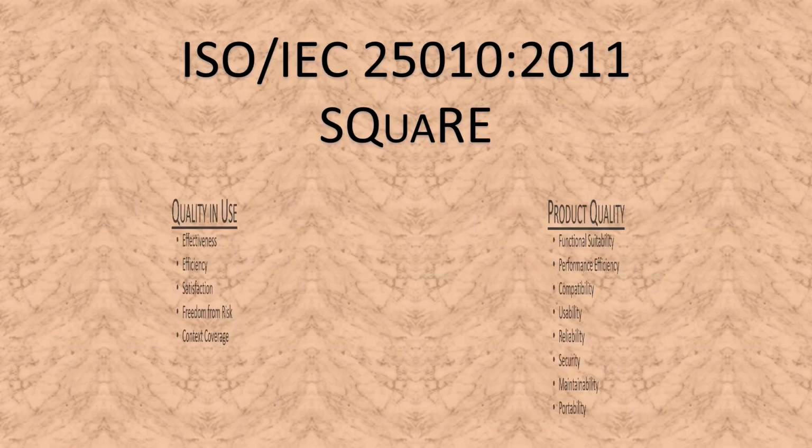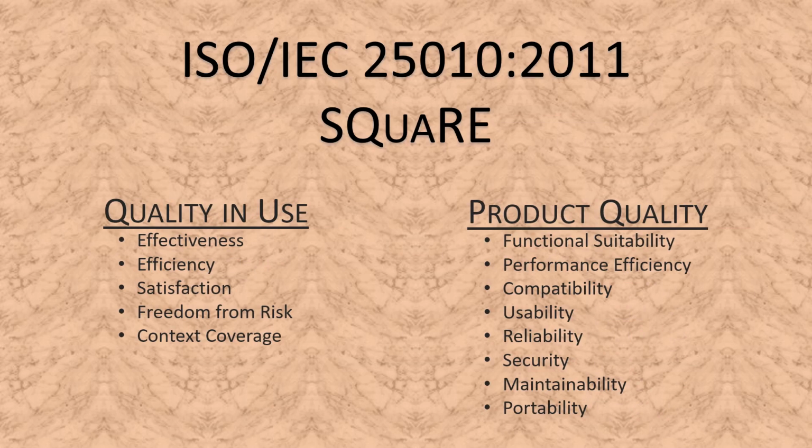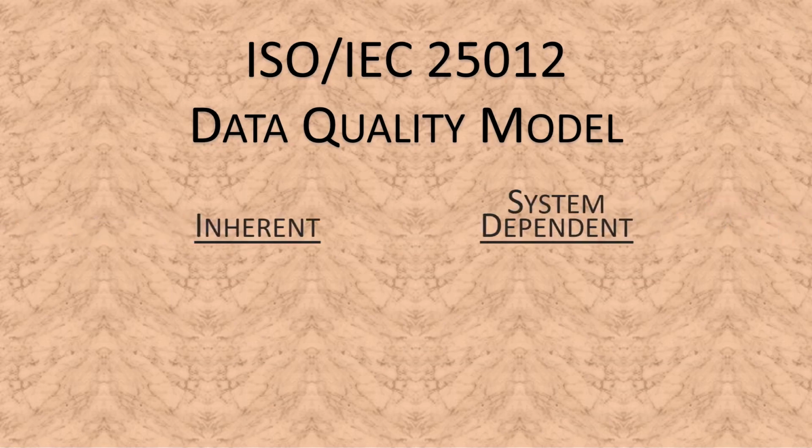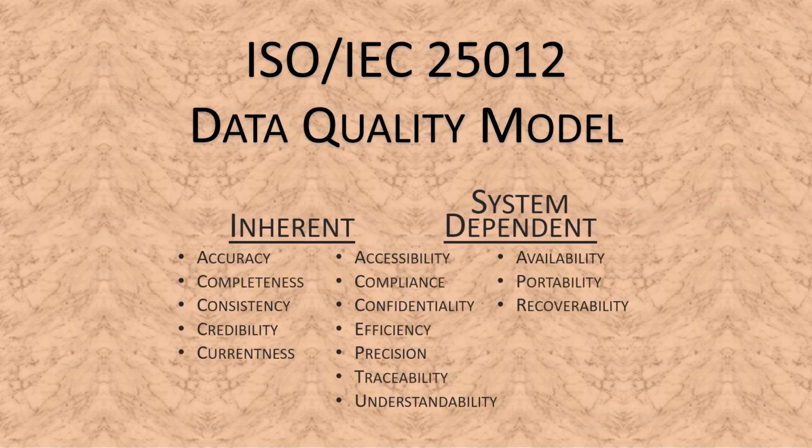SQuaRE defines two models, quality in use and product quality. These models define characteristics relevant to all software products and computer systems. These models have been decomposed into factors, with some factors further decomposed into subfactors. ISO/IEC 25012 contains a complementary data quality model.